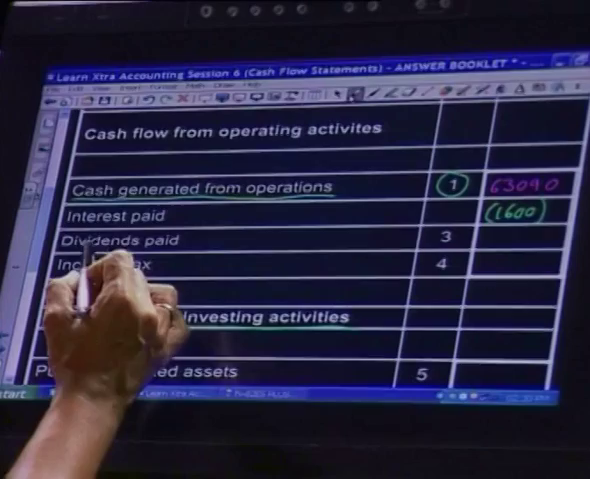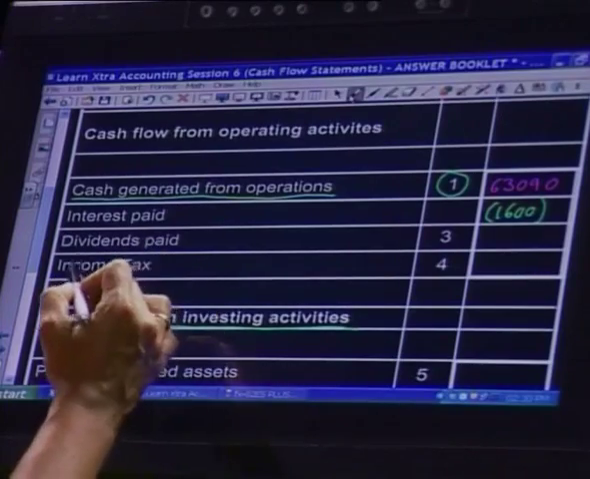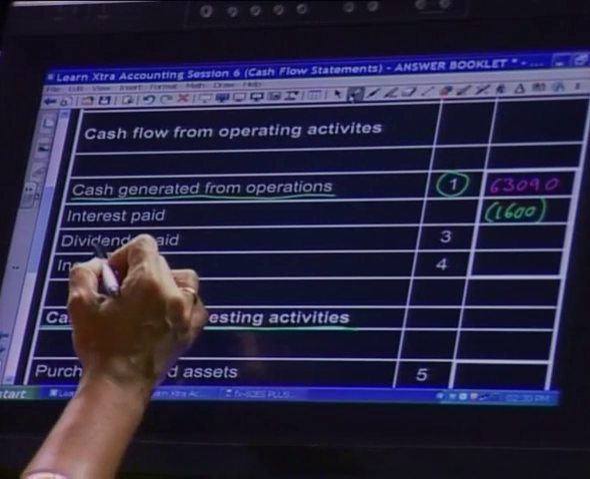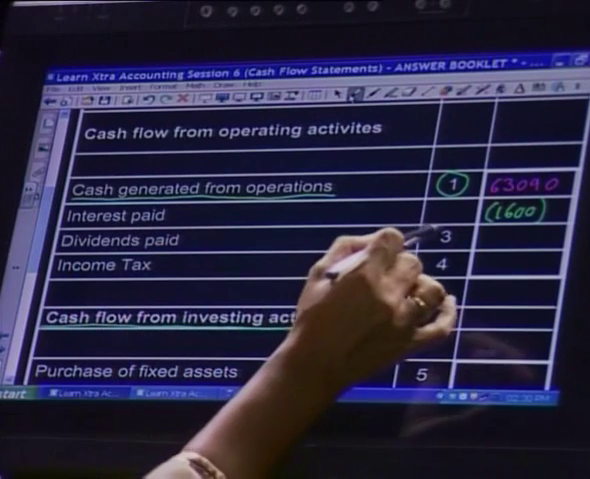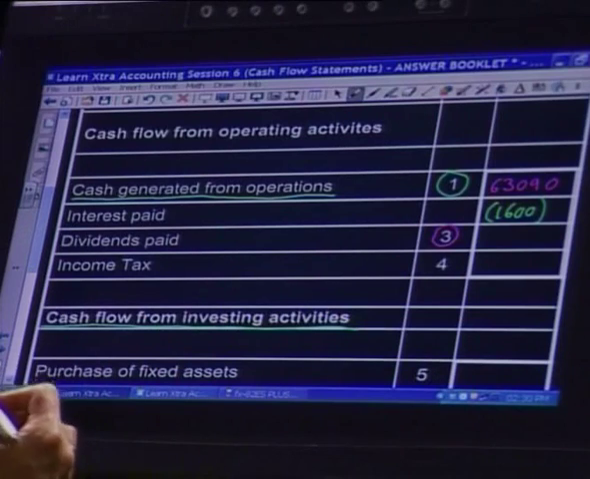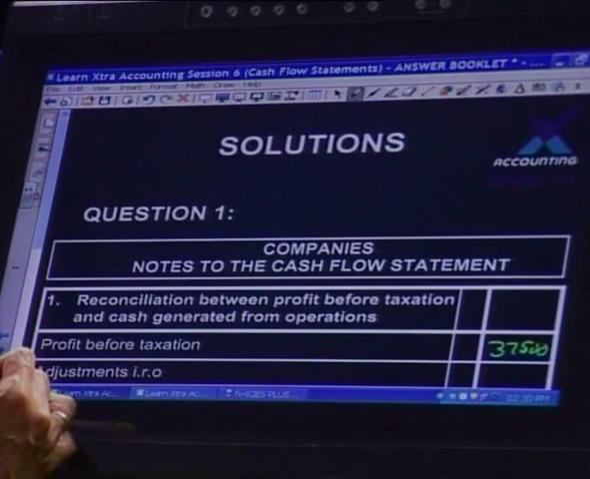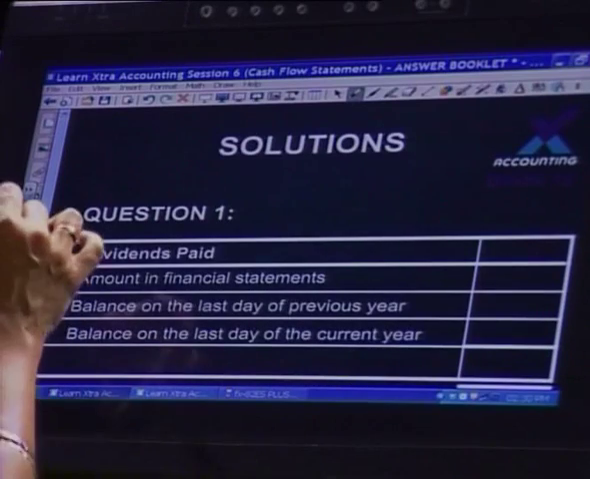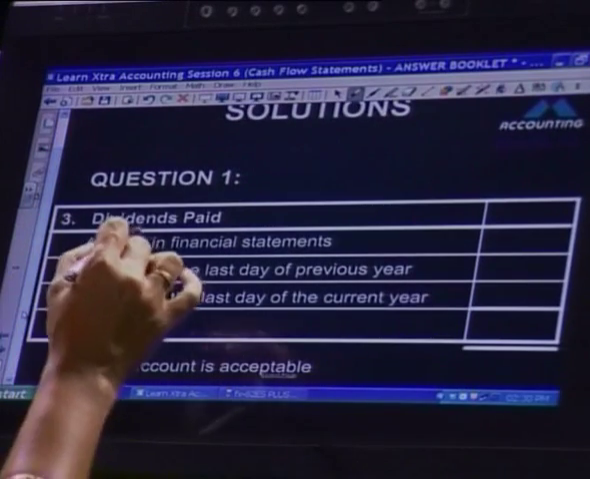Okay. Right, first part of the cash flow statement almost completed. Let's now move on. So we've got our interest paid filled in. We're now going to look at dividends paid and then tax paid, income tax paid. Let's start with dividends paid, and for that we need to complete note number 3. So let's now go to note number 3. Okay, I know we're skipping note number 2, but we're going to come back to that. There we go, our dividends paid.